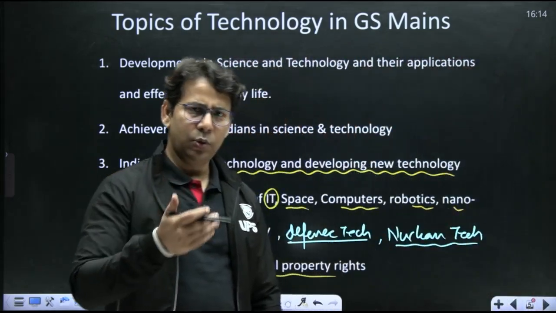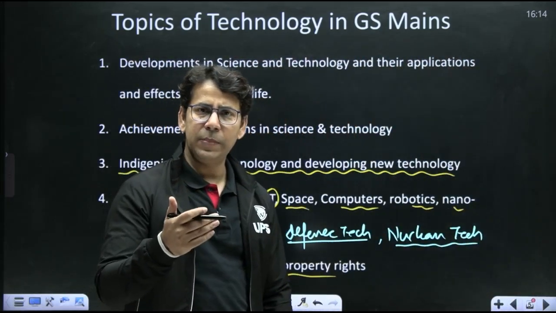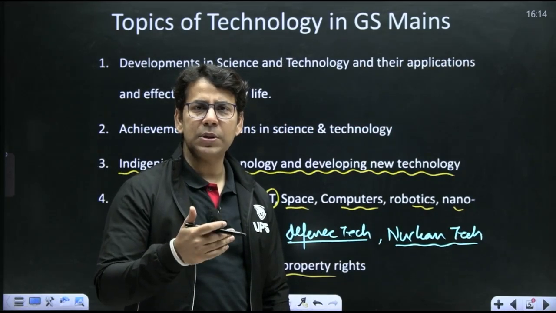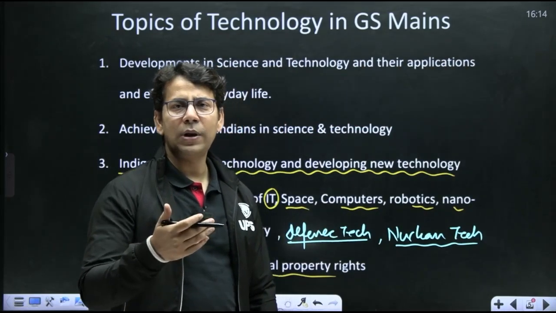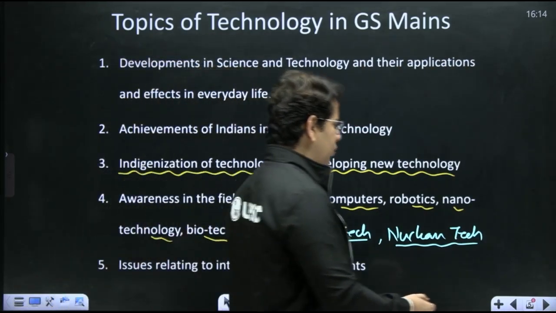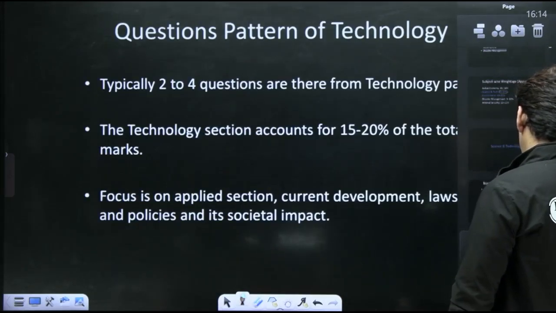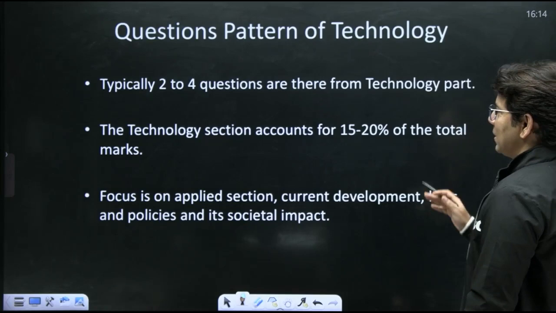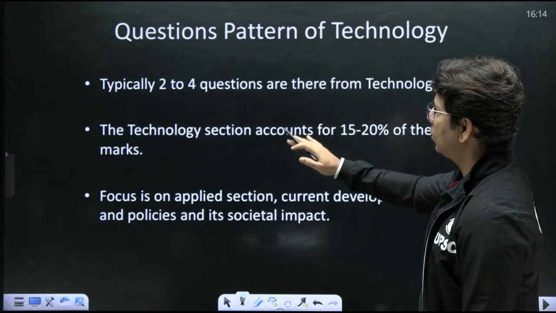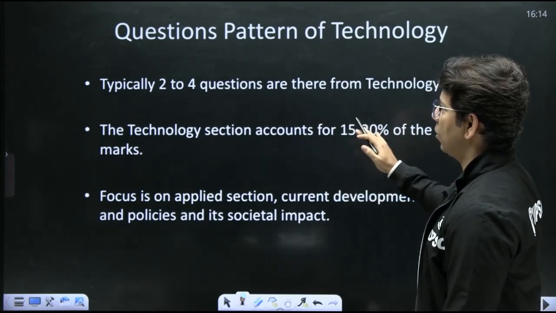Now, like I told you, only the syllabus will not be important. Rather, the syllabus must be looked into in the light of past year question papers. So the same thing we'll do, and I have already taken some sample questions for you. But before we go for the sample questions, let's talk about the question pattern of technology.